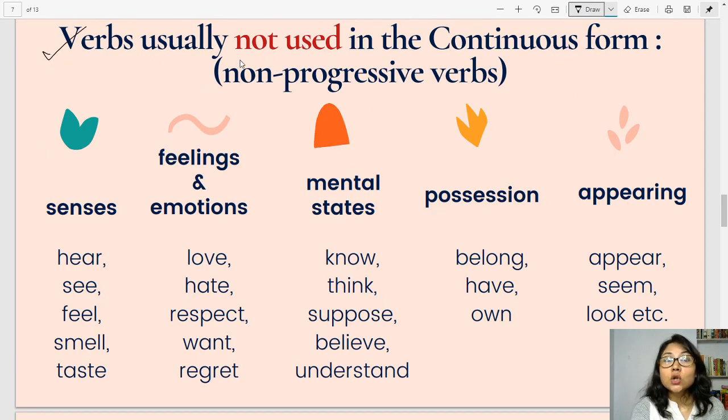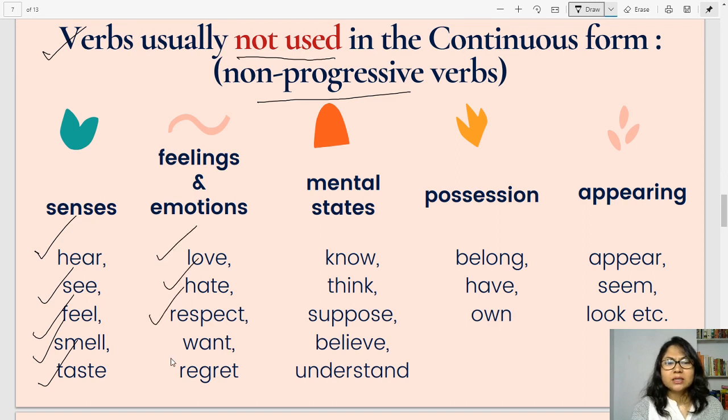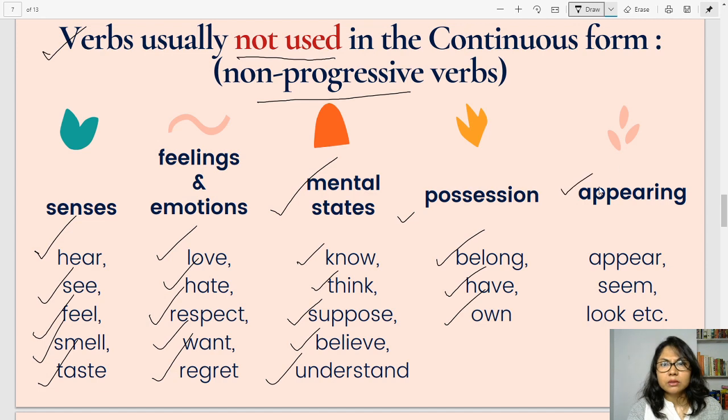Verbs usually not used in the continuous form. They are known as non-progressive verbs or non-action verbs. Let us look at the examples. Verbs that express senses: hear, see, feel, smell, taste. Feelings and emotions: love, hate, respect, want, regret, etc. Mental states: know, think, suppose, believe, understand. Possession: belong, have, own. Appearing or perceiving something: appear, seem, look, etc.